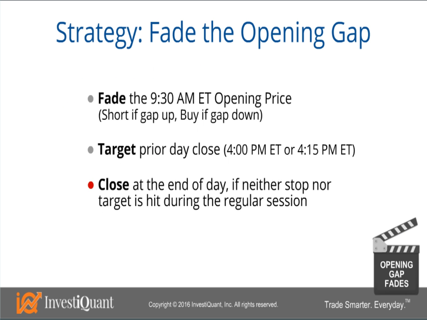So my strategy is to fade the gap. That means to short up gaps and buy down gaps. Not all of them, just the ones that meet my criteria. But the concept is to trade in the opposite direction. And I'm targeting the prior day's closing price, and it just depends on the instrument. If you're trading stocks or ETFs, we'll use a 4 p.m. stop or target. If you're trading futures, like the equity futures, like I do with the S&P or the NASDAQ, we use 4:15 to close the CME.